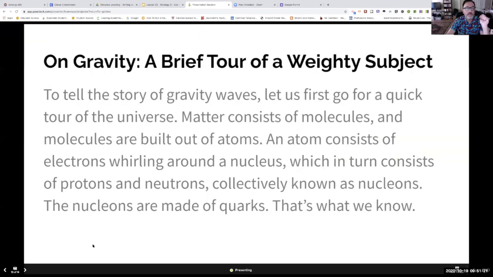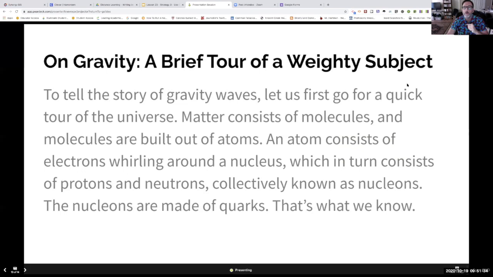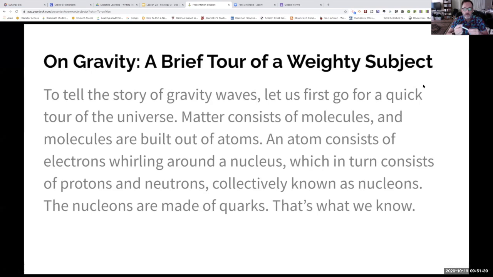So this is an example that I just wanted to show you real briefly. This is taken from the book that I'm reading right now, and I thought it was an appropriate example as far as the material is concerned. "So to tell the story of gravity waves, which in order to understand Einstein's theory of relativity, you need to understand gravity waves, right? So to tell the story of gravity waves, let us first go for a quick tour of the universe." That's a pretty big topic.